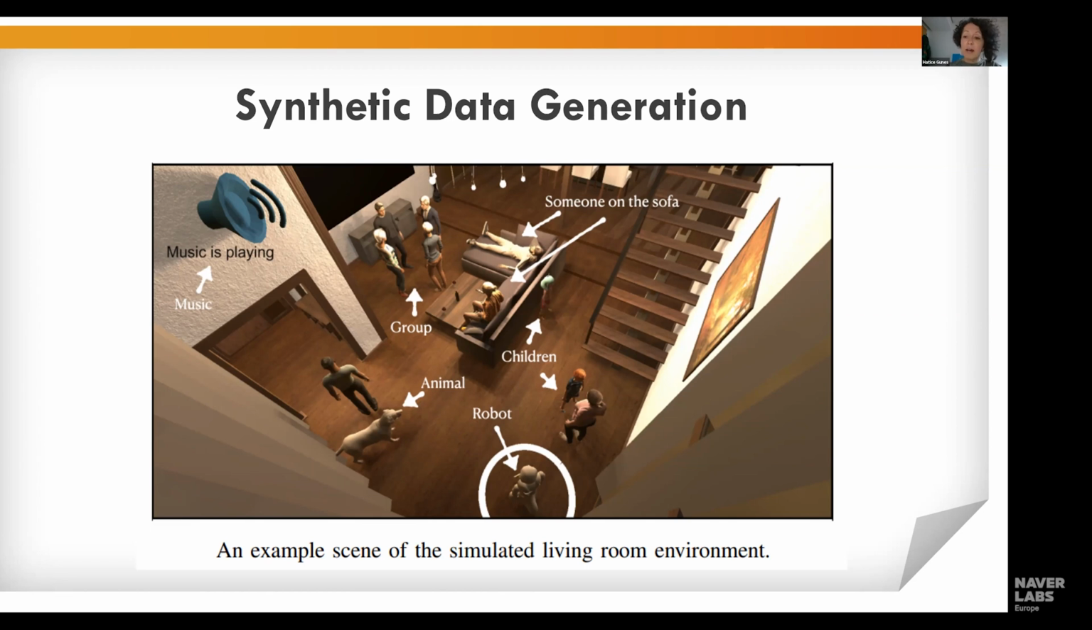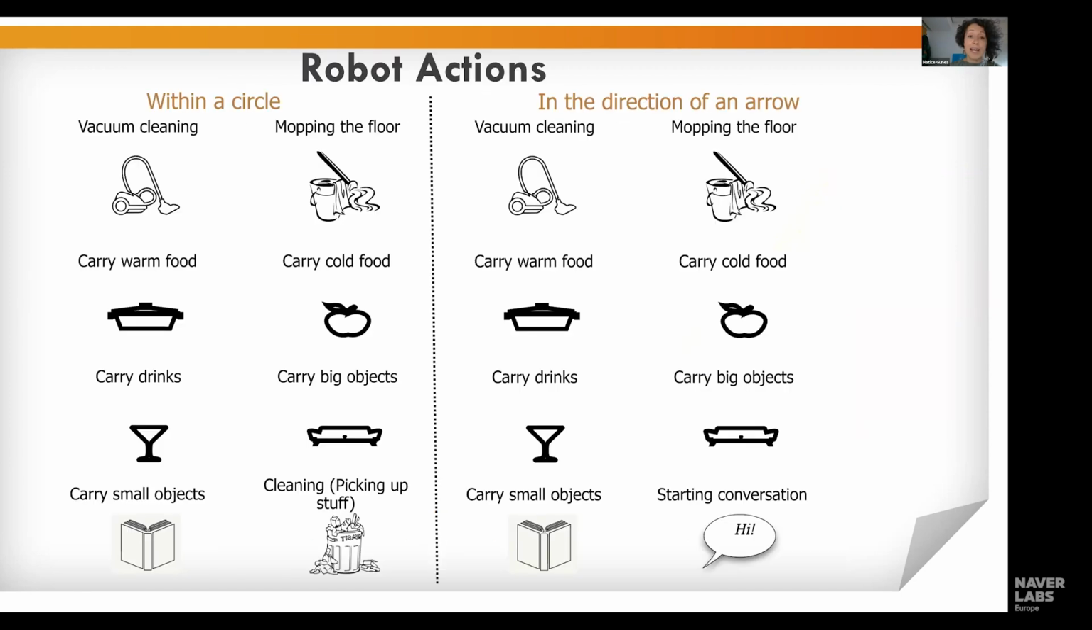That way, we created 1,000 scenes, and these were with 16 robot actions. They're actually mainly 8 actions with some variations for within a circle or in the direction of an arrow. And these include typical ones in home settings like vacuum cleaning, mopping the floor, carrying objects, bringing food, cleaning, starting a conversation, and so on.